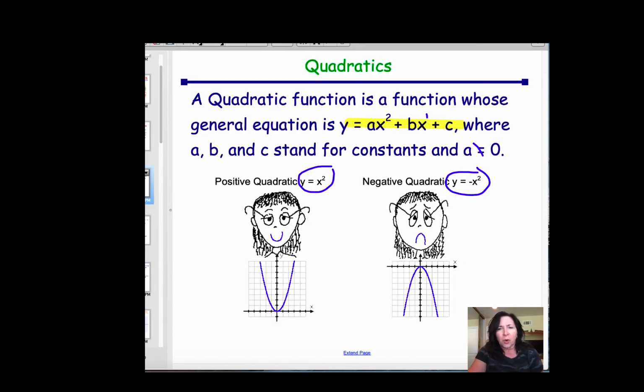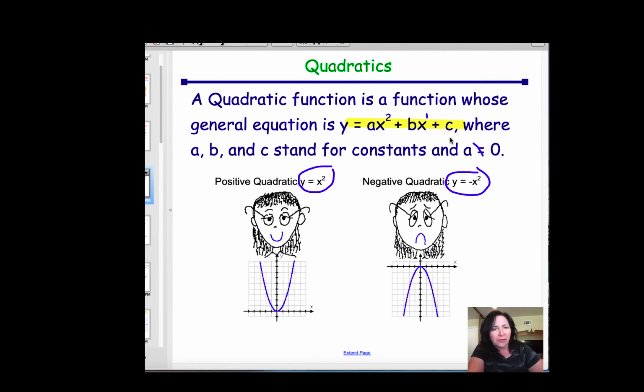So basically for quadratics, something that you do need to know is that you have a general equation, which is right here, y equals ax squared plus bx plus c. A, b, and c are constants. One thing that is unique is that a cannot equal 0, because if a was 0, that would make this first term 0, and therefore you would have bx plus c, which would just be a linear equation and not a quadratic.